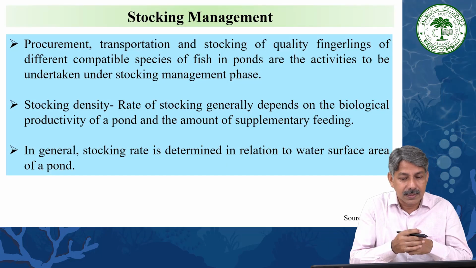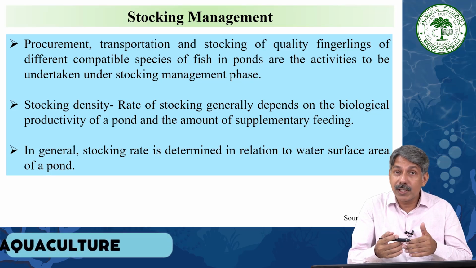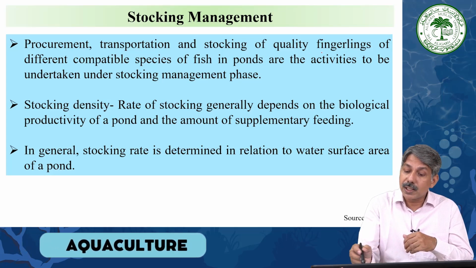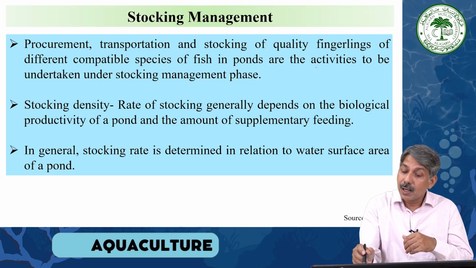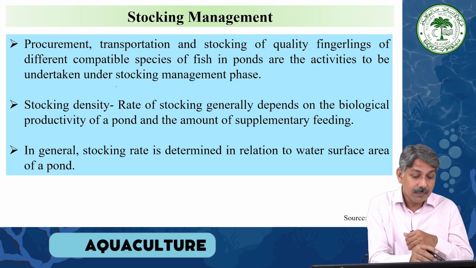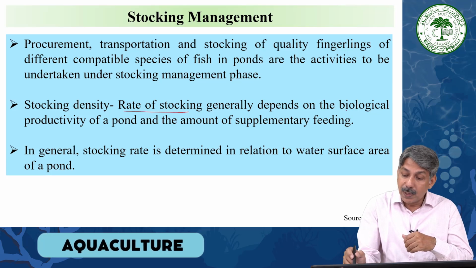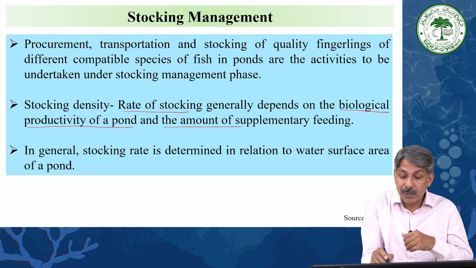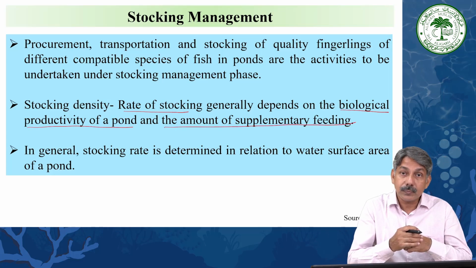You can standardize for your own site. Stocking management, procurement, pre-stocking we have talked, now stocking management. Procurement, transportation and stocking of quality fingerlings of different compatible species of fish in ponds are the activities to be undertaken here. Rate of stocking generally depends on biological productivity of a pond and the amount of supplementary feeding that you can afford to feed.